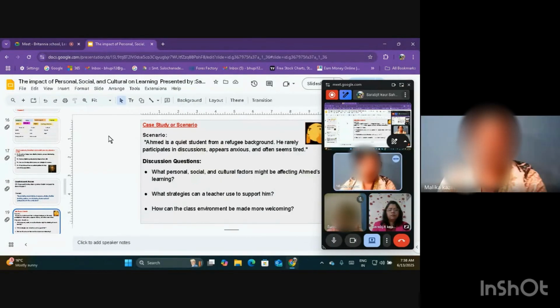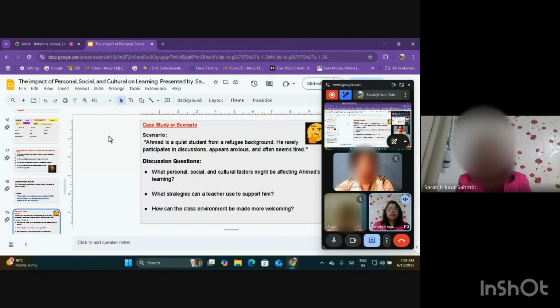I think if we talk about factors, as we have discussed before, there will be some sort of childhood trauma, language barriers. There will be some cultural differences. Also, there may be some lack of support. Yeah, it's okay. And Sudhanshu, do you want to add something on the personal, social, and cultural factors affecting Ahmed?